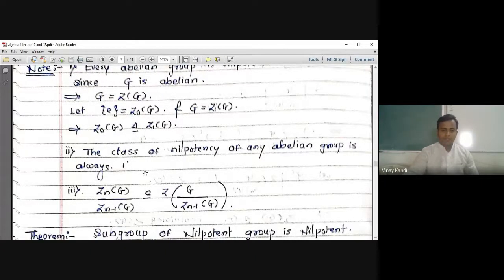One more result is there, taken directly from the textbook. What is the result? Zn of G upon Zn minus 1 of G is contained in Z of G upon Zn minus 1 of G.